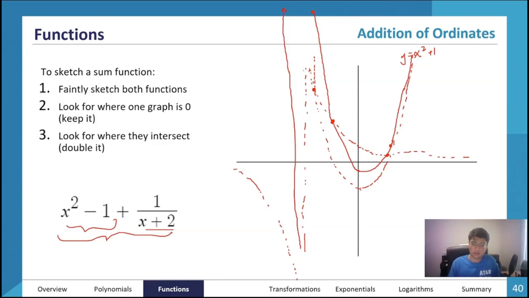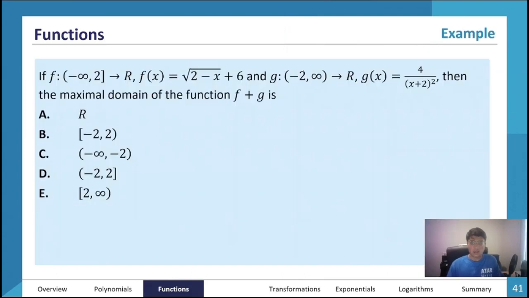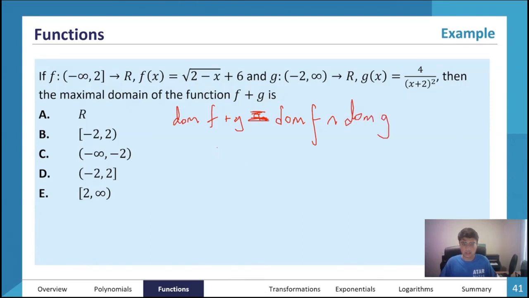But it's important to just understand the idea of how two functions sum to make a third. Okay, so we've got a domain question here. We've got two functions, and we're finding their maximal domain. Again, remember that the domain of the sum is the overlap of the domains of its constituents. So the domain of f plus g is equal to the domain of f intersect the domain of g. That's a rule we looked at earlier.